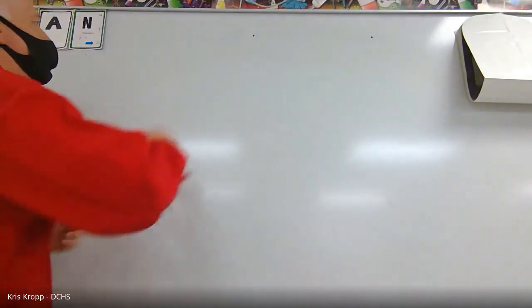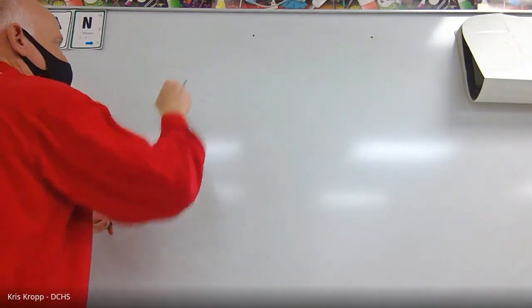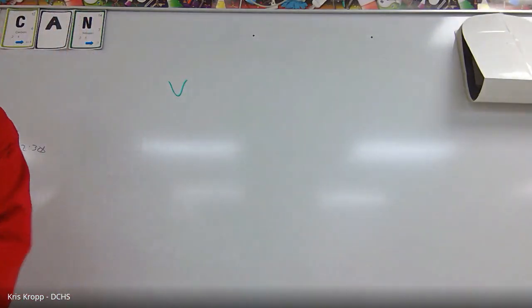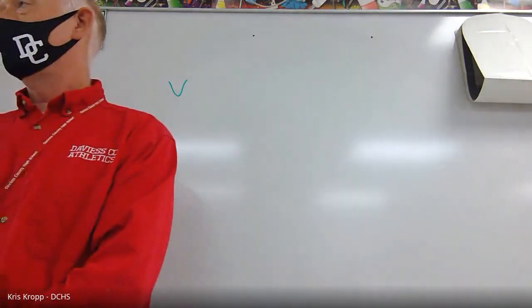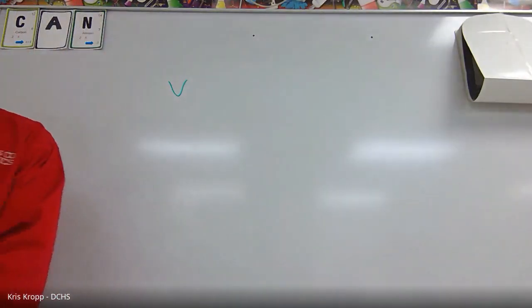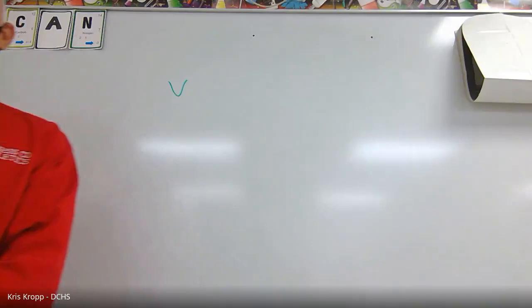Here we go. Let's start with vanadium. Find vanadium on your periodic table. It is a transition metal, D block element.